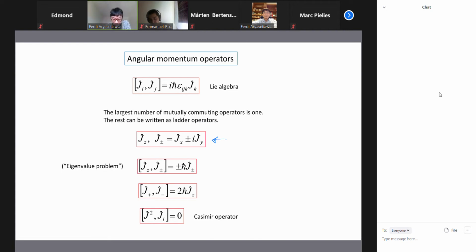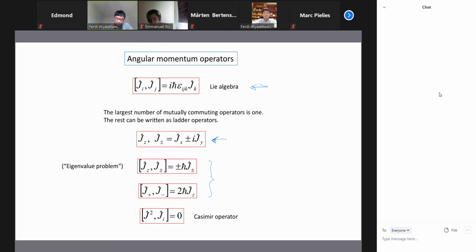And if we do that, then we have these commutation relations, of course equivalent to this one here. It's just rewriting the operators in terms of Jz and J plus minus. So we have, as the first one, something which looks a bit like an eigenvalue problem, but for operators instead of for states. So you have an eigenvalue of plus and minus h bar.